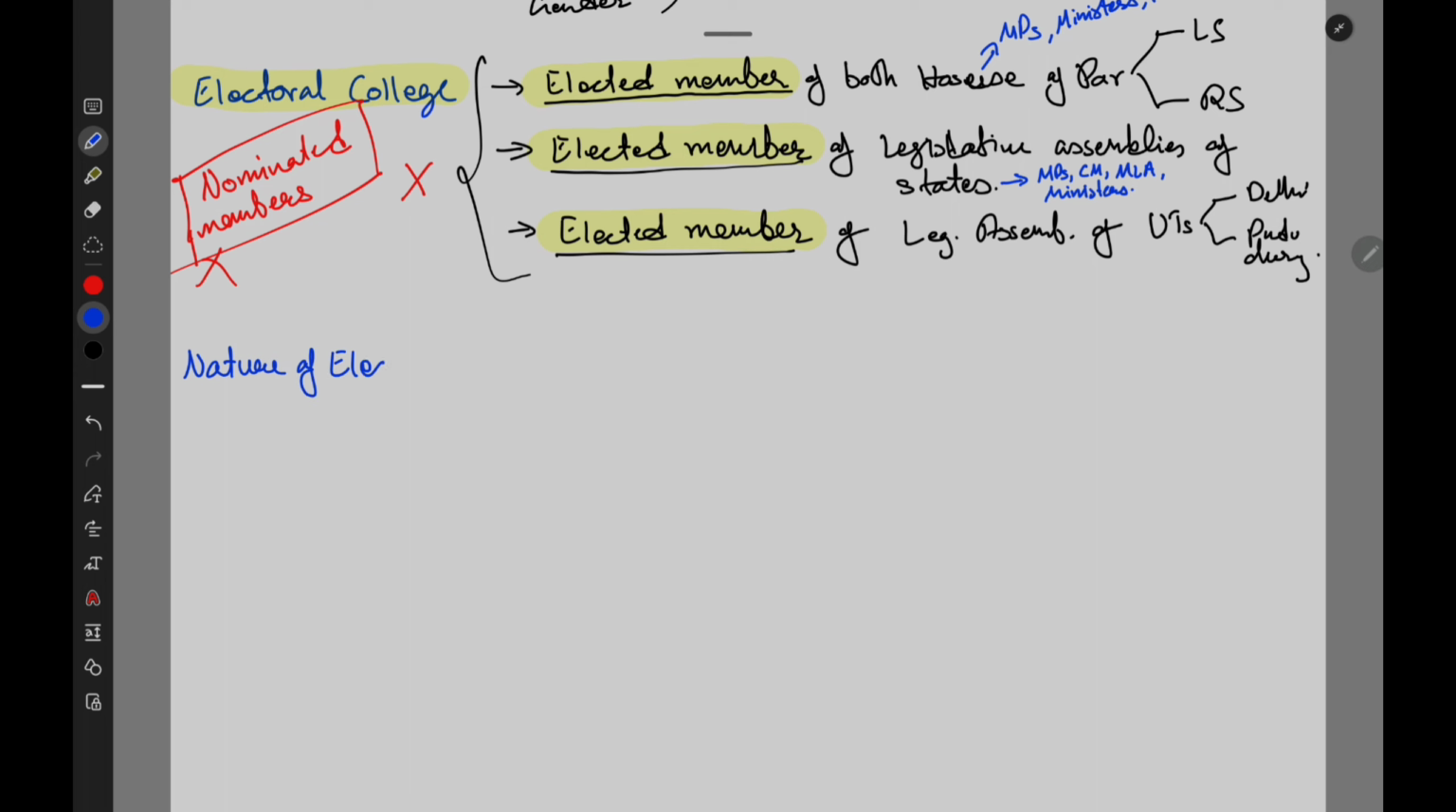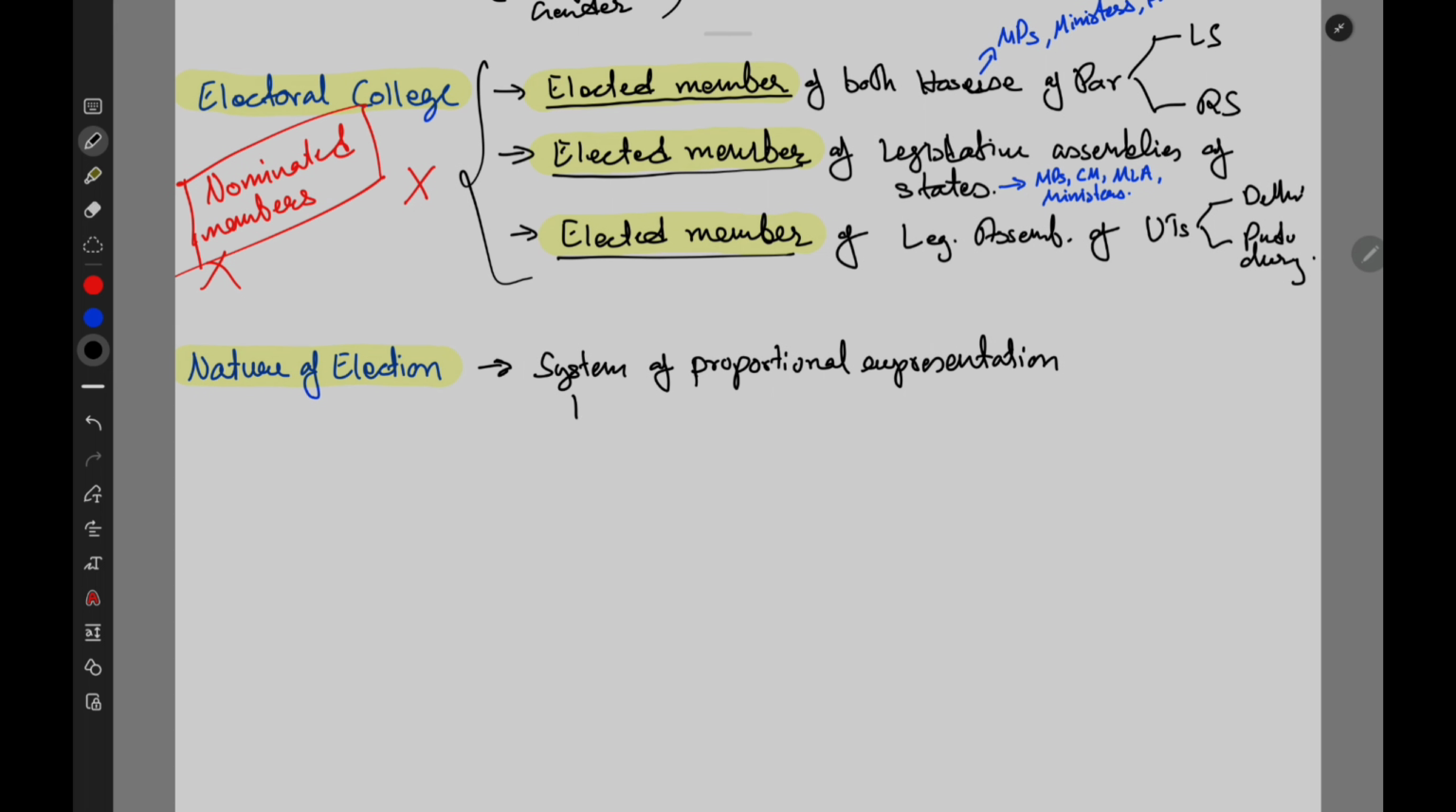Now let's see the nature of the election. The nature of the election is a system of proportional representation. I will tell you about this later in another section of the video. It is a system of proportional representation by means of the single transferable vote, and voting is done by secret ballot.